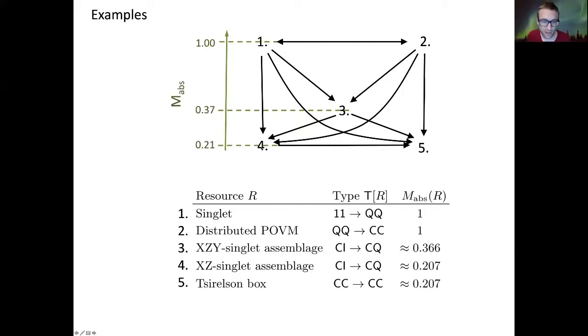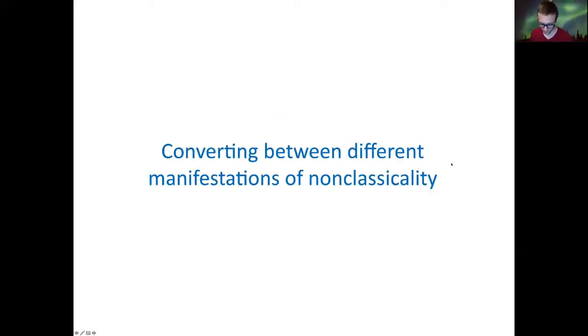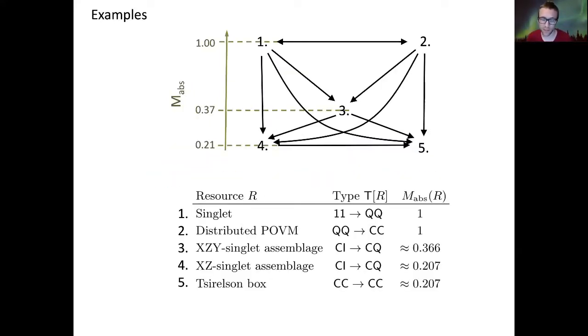But note here that the Tsirelson box is strictly less valuable than this coarse-grained assemblage, and yet they're both assigned the same value. So we see here that this monotone doesn't give us complete information about these resources. It fails to distinguish the 4th and the 5th resource, even though there will be some monotone that does distinguish them. And this is a generic feature in any resource theory in which there's not a total order. You'll need multiple monotones to distinguish all the resources and to determine the preorder.